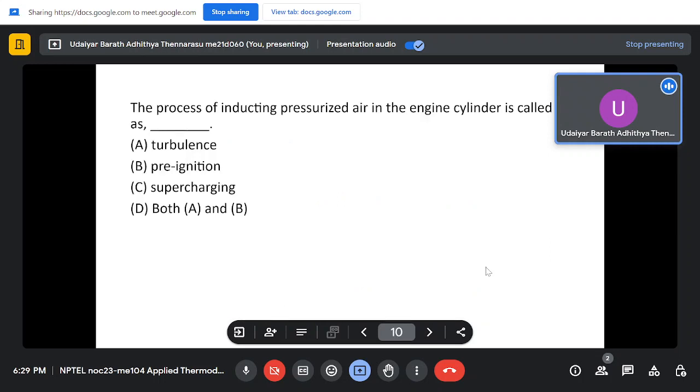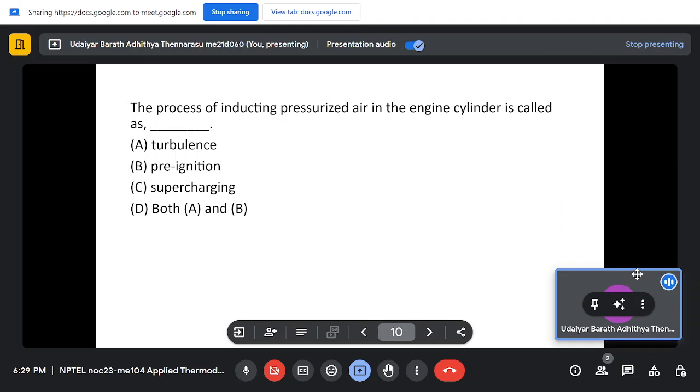So we'll proceed with some MCQs. The process of inducting pressurized air in the engine cylinder is called as, so the process of inducting pressurized air, from the normal air you are getting relatively pressurized air. So this process is called as: A, turbulence; B, pre-ignition; C, supercharging; D, both A and B.